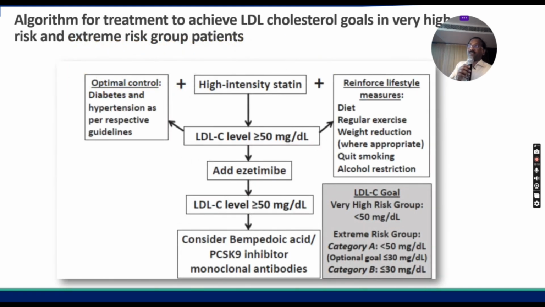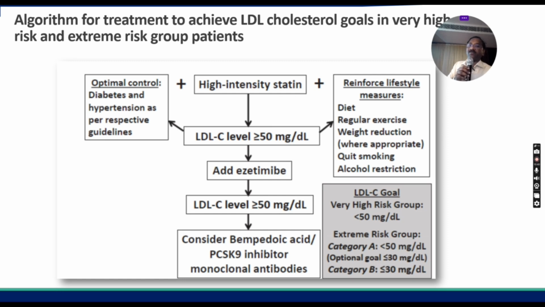See how to treat this elevated LDL group. Most important are the lifestyle measures: your dietary approach, regular exercise, smoking cessation, and not restriction but moderation of alcohol, which is the right way to have good lifestyle measures. And then optimal control of diabetes and hypertension, because these two are very important reasons for premature deaths. And your goal must be around 50 milligrams.